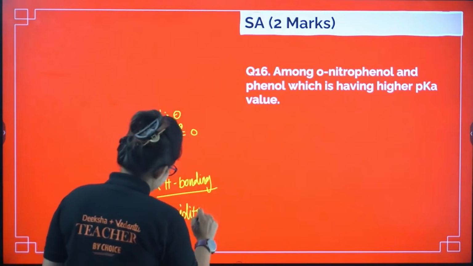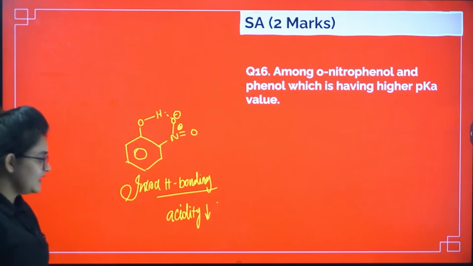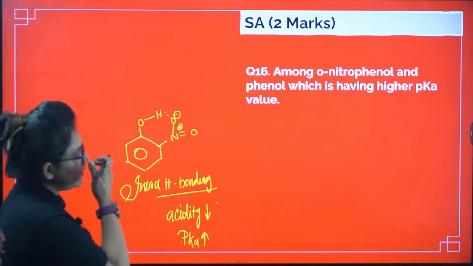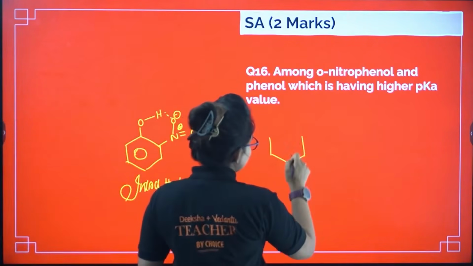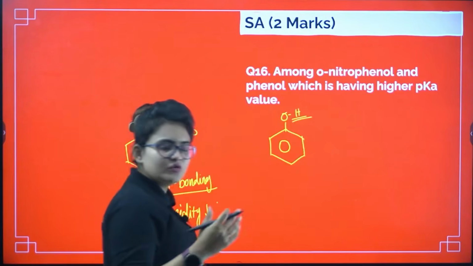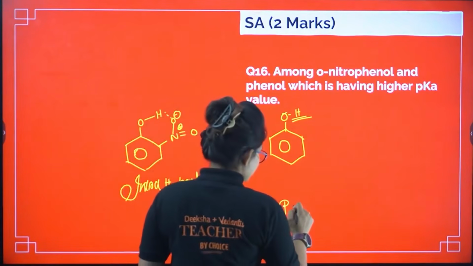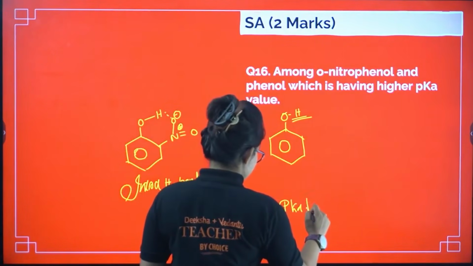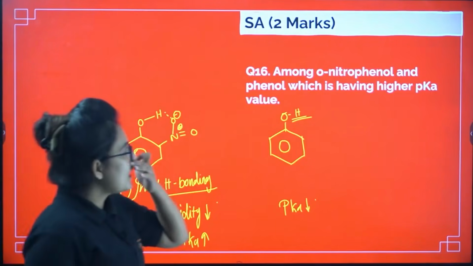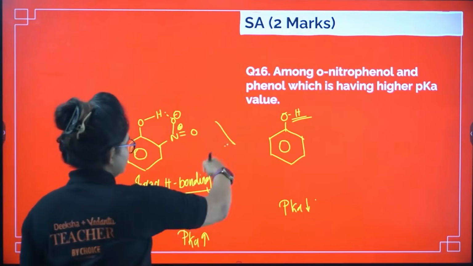That's the reason acidity here decreases, and acidity and pKa are inversely proportional, so when acidity decreases, pKa increases. Now if you look at phenol, the phenolic OH is ready to be released without any influence because no other groups are present. So its pKa value should be lower than this. The highest pKa value you will get in orthonitrophenol. This is more, this is less.